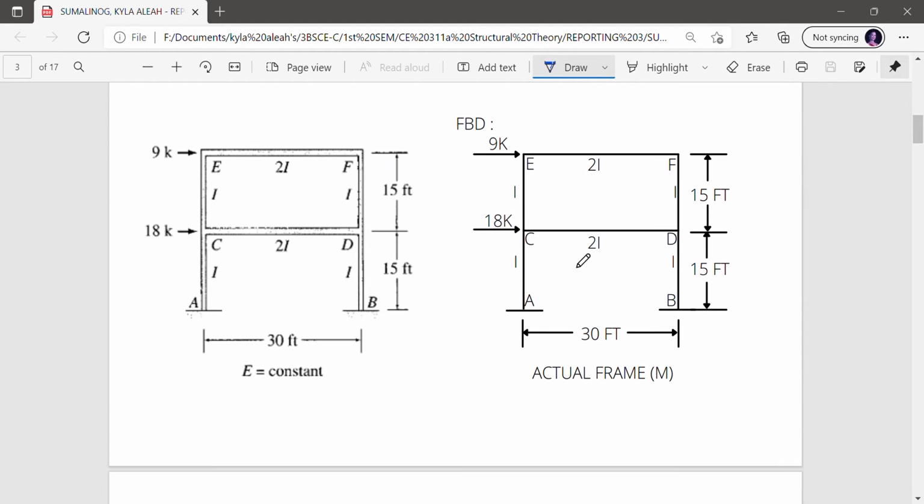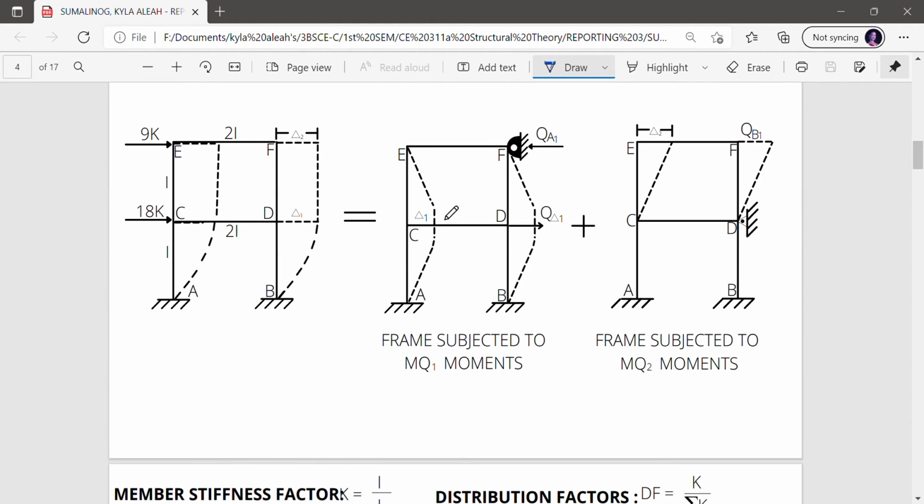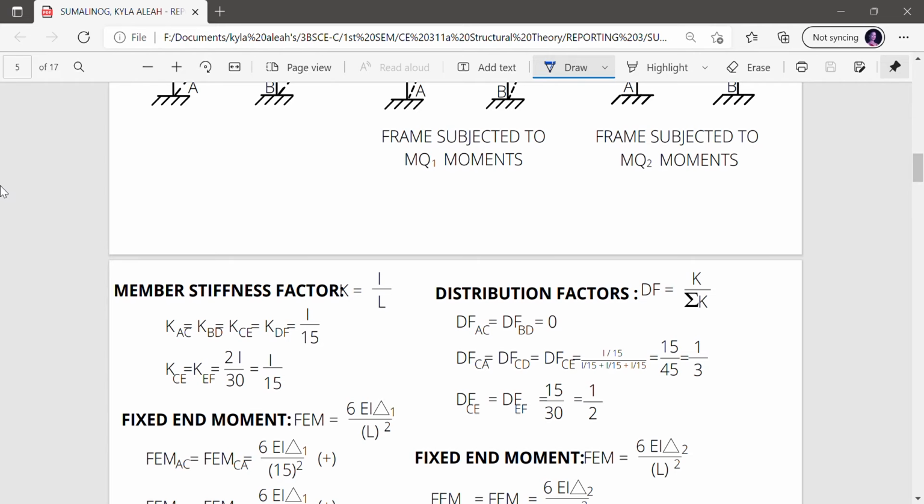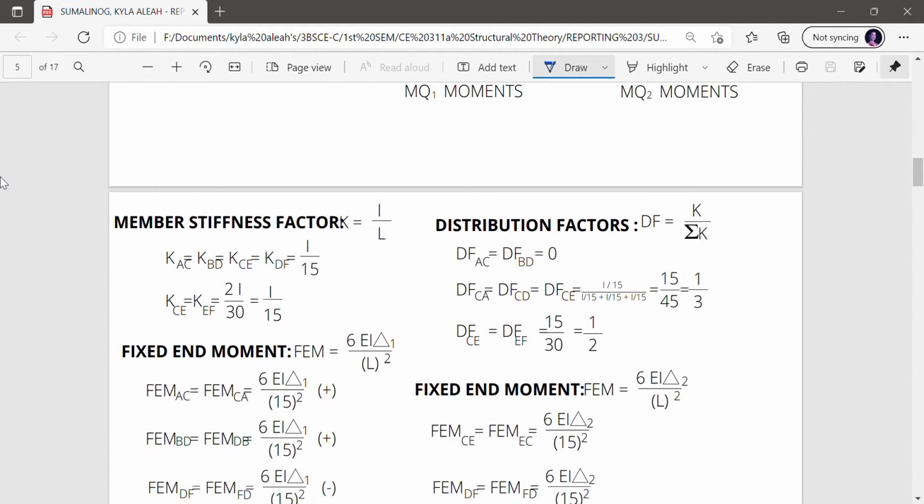So we have here the FBD, and we're going to find the member stiffness factor. This is by the formula K is equal to I over length, or the inertia over the length. So for members AC, BD, CD, and DF, it will be equal to I over 15. And for CE and EF, that will be 2 over 30 times I, which is also equal to I over 15, since 2 over 30 is 1/15. Now we have already the member stiffness factor.